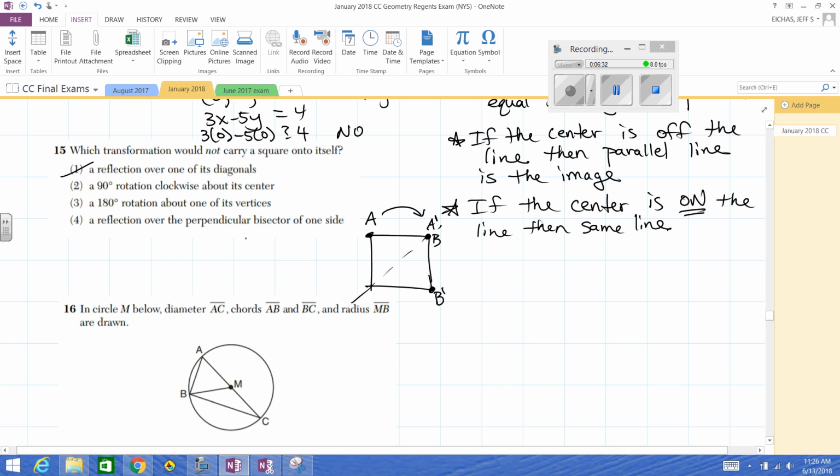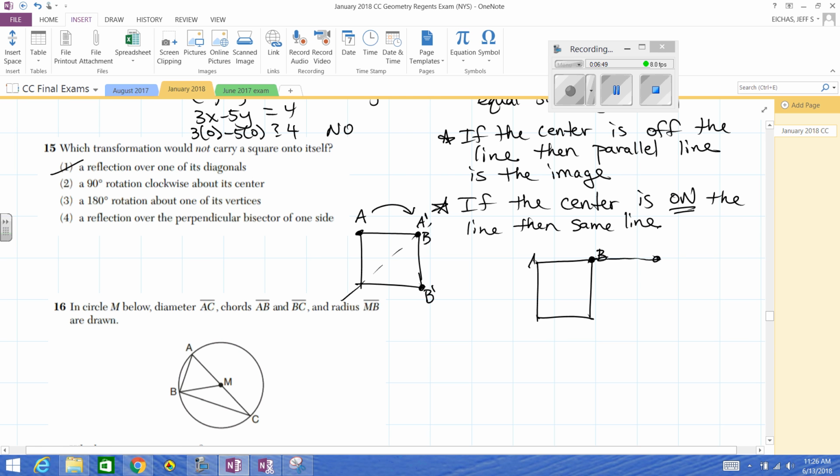A 180-degree rotation about one of its vertices will not work. Here's why. To carry it onto itself, say we do this. Say we pick point B. A 180-degree rotation would take this over there. So this is A, this would be A prime. If this is C, this would be C prime, and so on. D, that would be D prime.